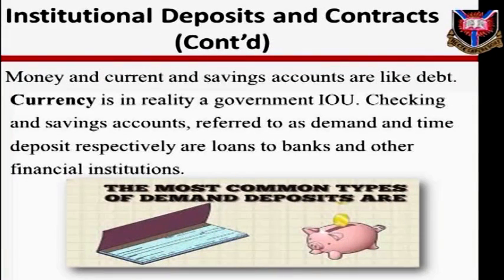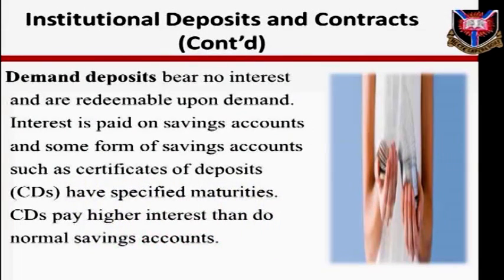Money and current and savings accounts are like debt. Currency is in reality a government IOU. Checks and savings accounts, referred to as demand and time deposits respectively, are loans to banks and other financial institutions. Demand deposits bear no interest and are redeemable upon demand. Interest is paid on savings accounts. Some forms of savings accounts, such as certificates of deposit, have specified maturities.